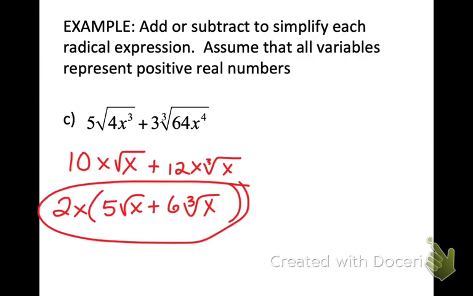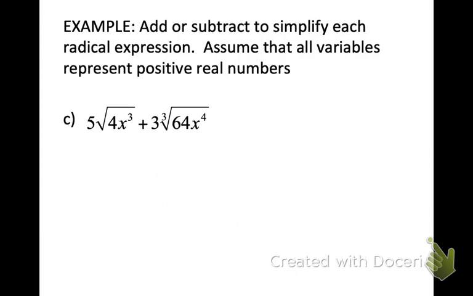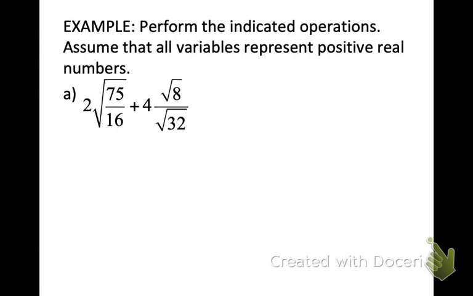All right, and the last 2 ones we have to do are fractions. What happens when there are fractions? Is everybody ready? So if we have 2 times the square root of 75 over 16 plus 4 times the square root of 8 over the square root of 32. Simplify the left first. Can anybody tell me what the square root of 75 would be simplified without actually writing it out? Can you mentally do it?